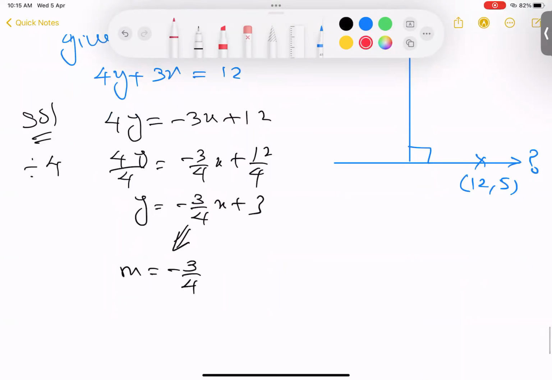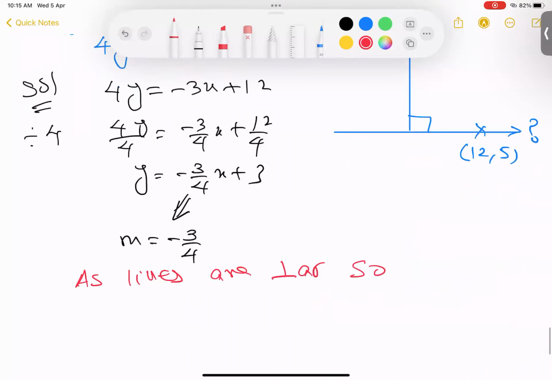But as the lines are perpendicular, this is a shortcut notation for perpendicular, a T shape. Not the full word perpendicular, a shortcut notation. So as the lines are perpendicular, what does the gradient become? M becomes: change the sign and flip. So minus becomes plus, and this becomes 4 by 3.